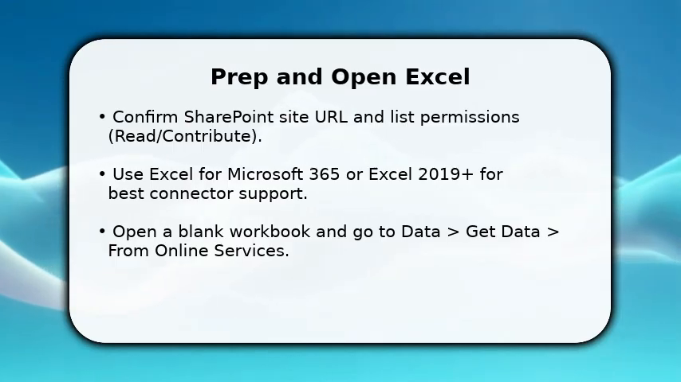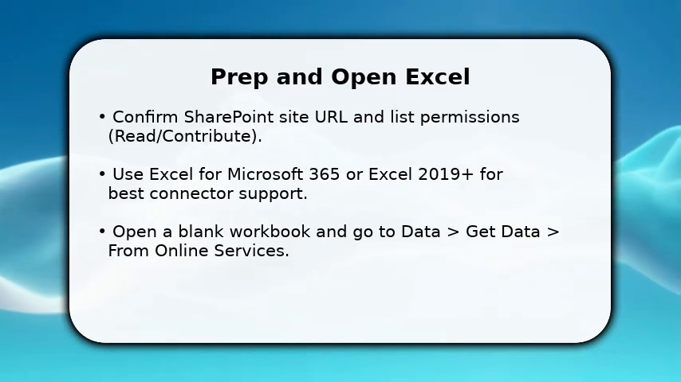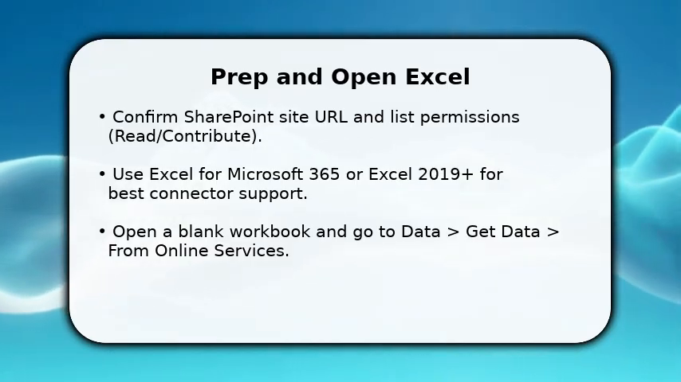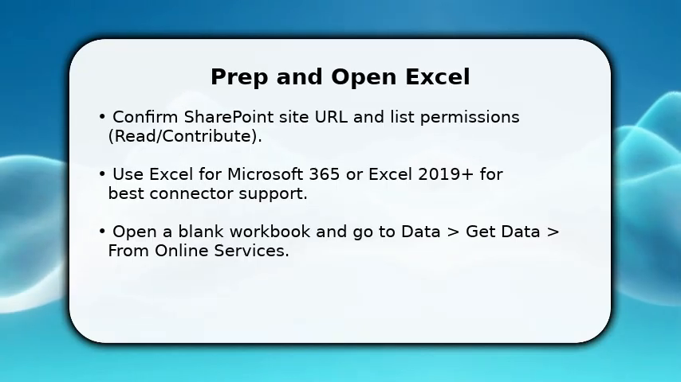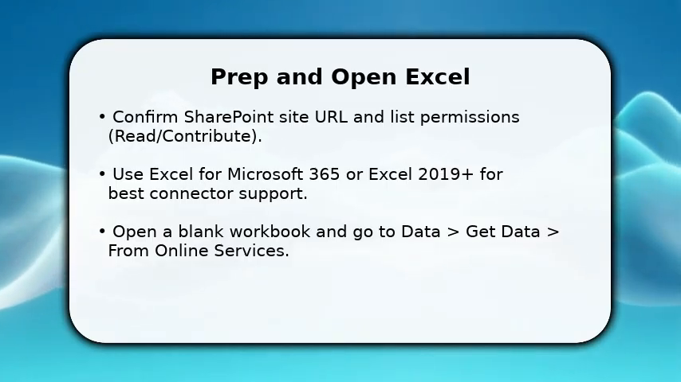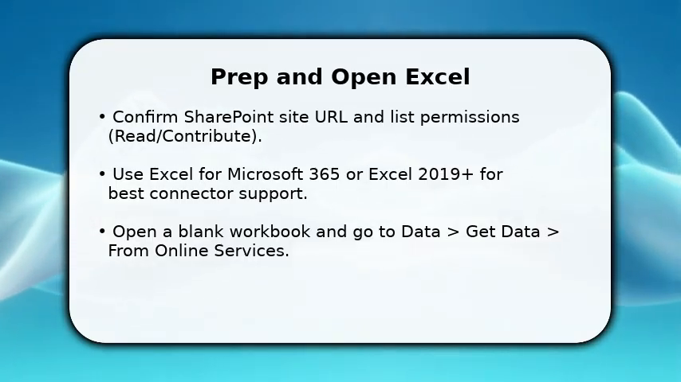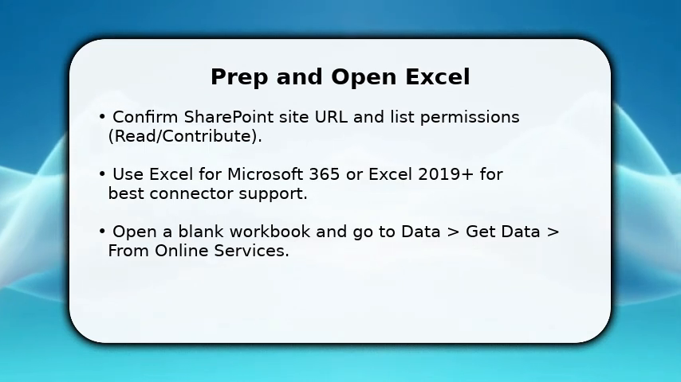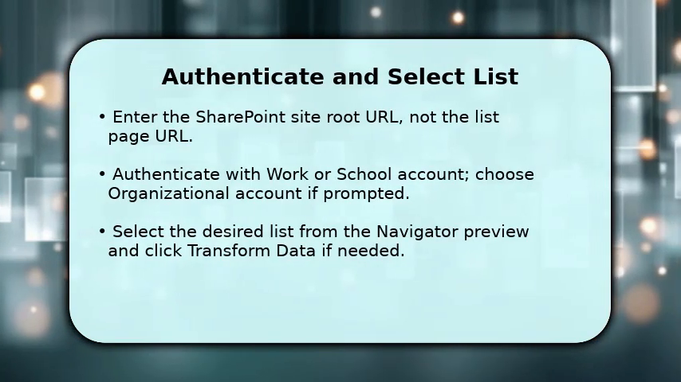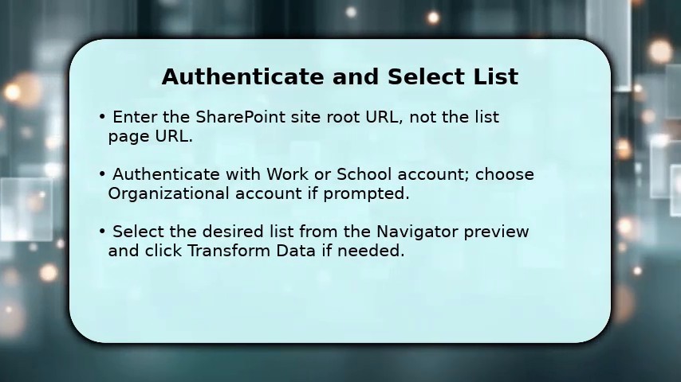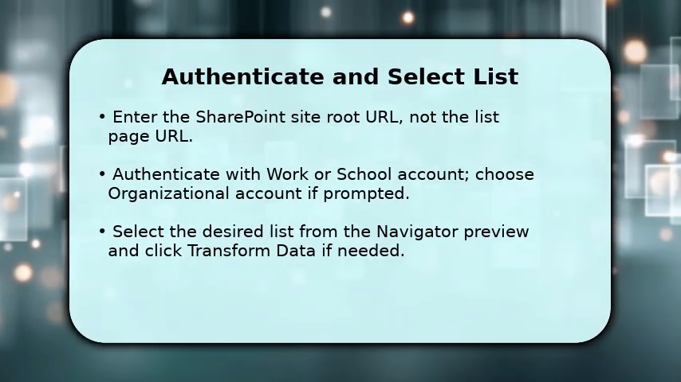Now, choose Data, then Get Data, then From Online Services. This begins the connection flow. You do this because Excel uses an online connector to understand list schemas. Make sure to pick From SharePoint Online List when prompted so Excel targets the list structure. You enter the SharePoint site root URL, not the item page, so Excel can enumerate lists.